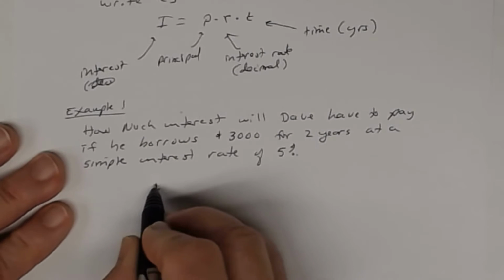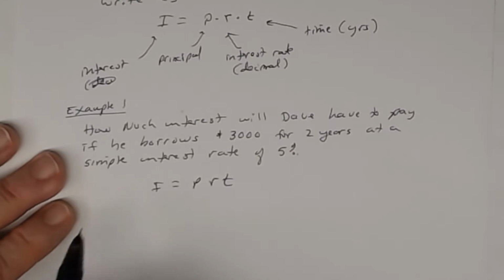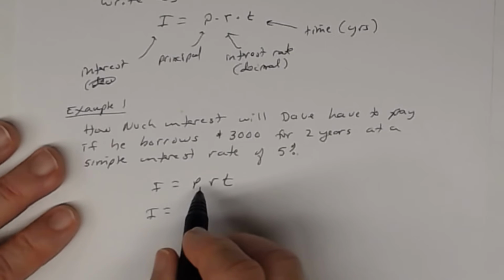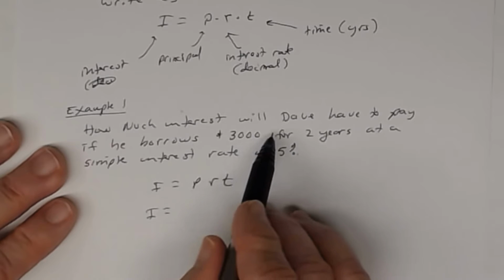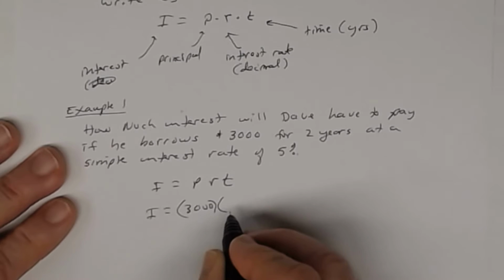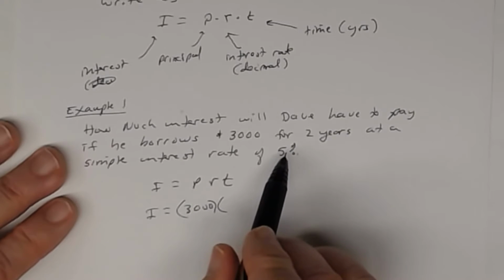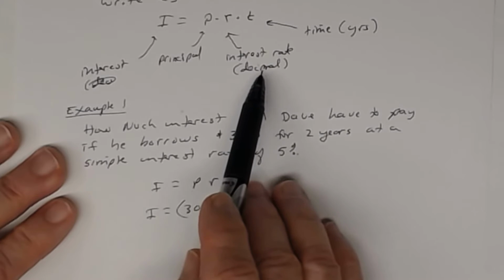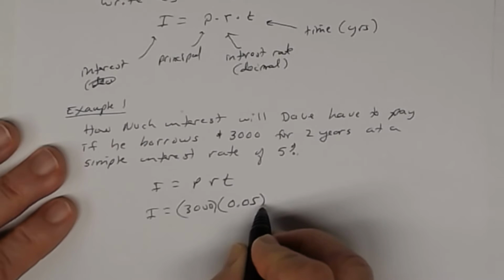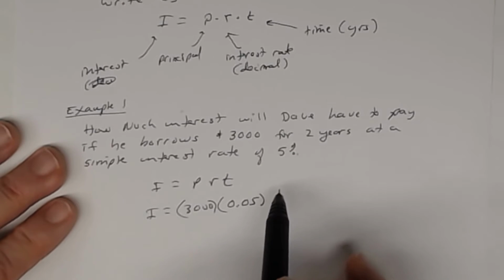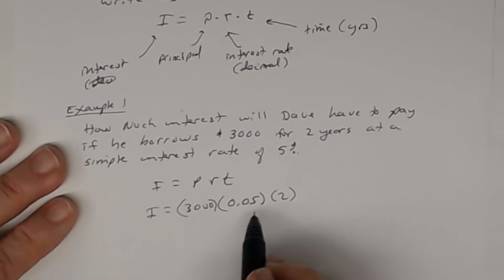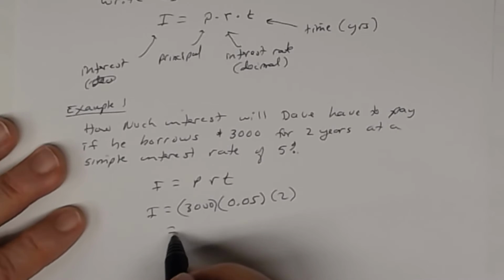So you can use this formula: interest equals principal times rate times time. I is what you're trying to find. The principal is the original amount he borrowed, so that's 3,000, times the rate, which is 5%. But remember, we must convert the rate to a decimal, so 5% as a decimal is 0.05. T is the time, and time must be in years, and it is. You see where it says 2 years? So times 2.